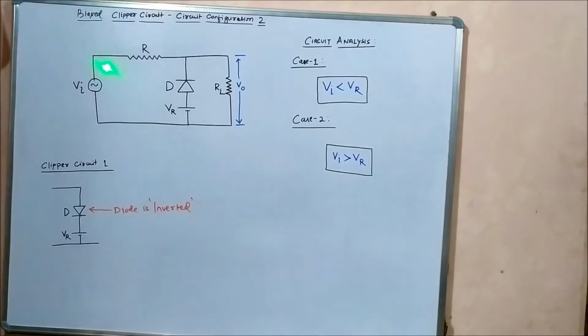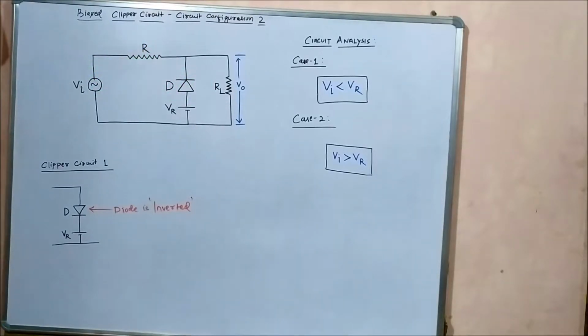So this is the circuit diagram of today's circuit configuration of bias clipper circuit. You see the components are the same which were there in the previous bias clipping circuit. As usual, for the input signal, again we have taken a sinusoidal input. The resistance R, the diode D, which is connected along with a reference voltage or biasing voltage, which is a DC voltage, and then the load resistance RL across which the output is obtained. This resistance R, as I have already told, protects the diode from excessive voltage or current surge.